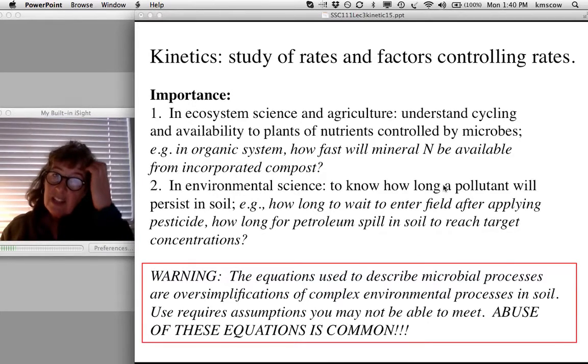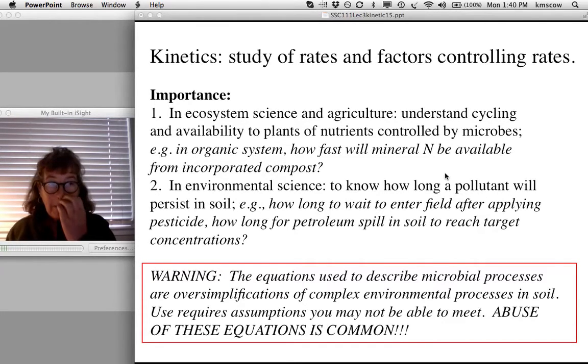Okay, so kinetics, it's the study of rates and those factors that are controlling the rates of whatever is the phenomenon that you're looking at. Why is this important? It's important everywhere in ecosystem science and ag to be able to have a real deeper and predictive understanding of cycling of nutrients, which are largely controlled by microbes.